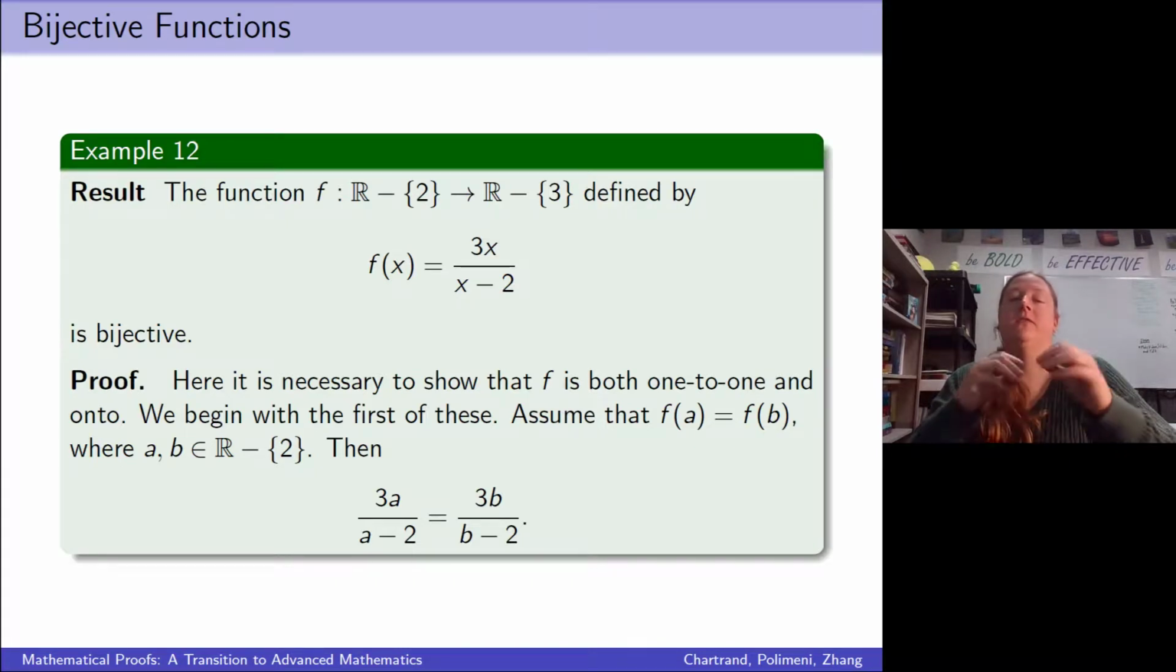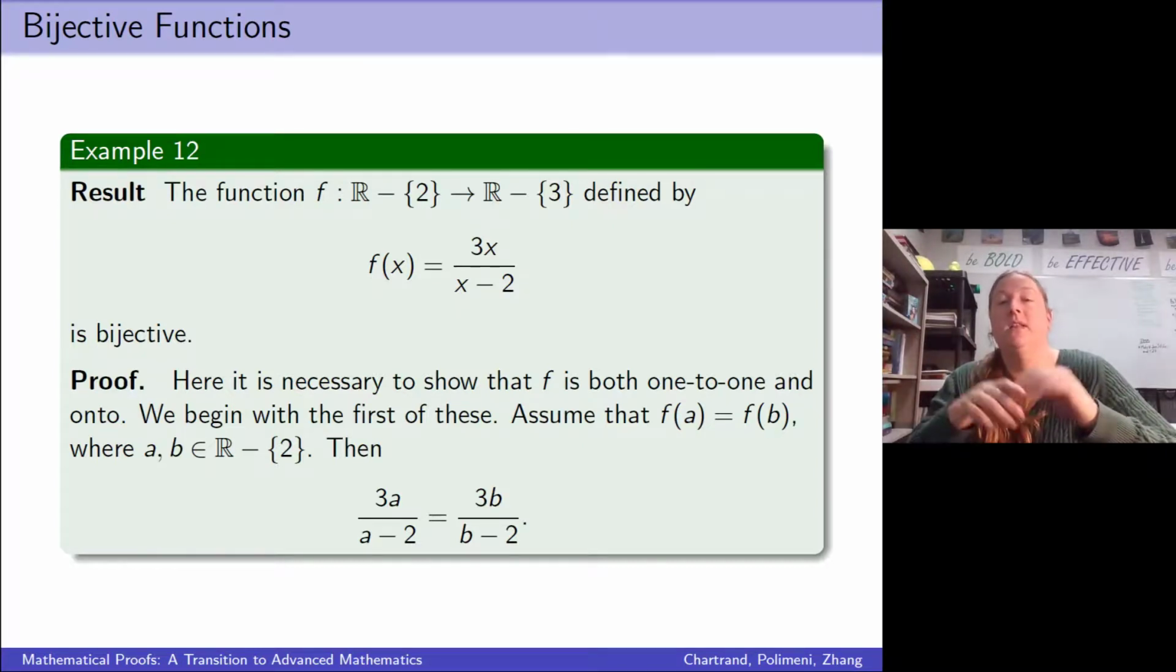We're going to take a look at a function from the real numbers minus the element 2 to the real numbers minus the element 3, defined by f of x equals 3x divided by the quantity x minus 2. Now, since the domain and codomain are not finite sets, we need to show that f is both 1 to 1 and onto to show that it's bijective.